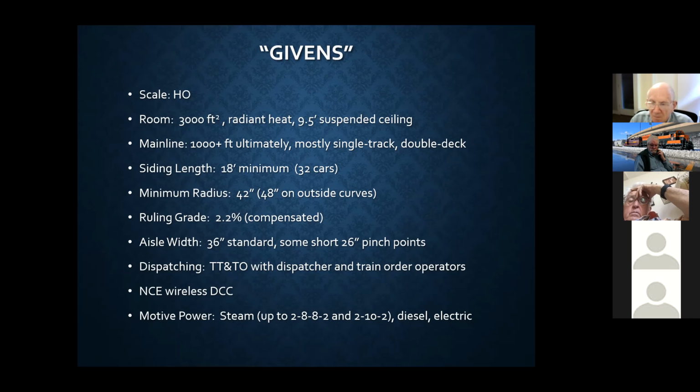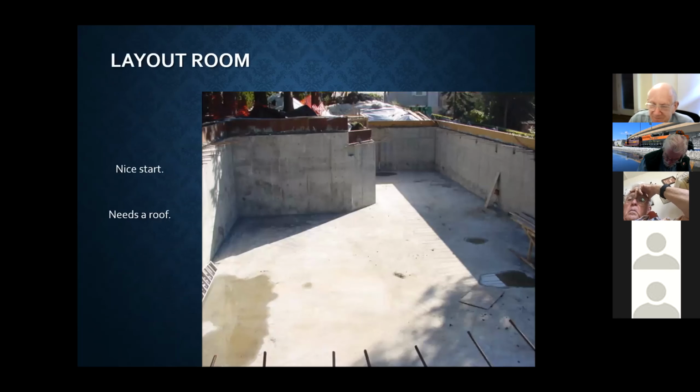And then here's the other consideration on big railroads: aisle widths. The late John Armstrong would publish track plans in Model Railroader that frequently had 24-inch wide aisles as the standard. Well, I had the luck to meet John Armstrong at a conference late in his life, and that guy was thin as a rail, and everything became clear to me. I do not recommend 24-inch wide aisles for normal people. Dispatching I covered. I use NCE DCC, and we'll take a look at the motive power.